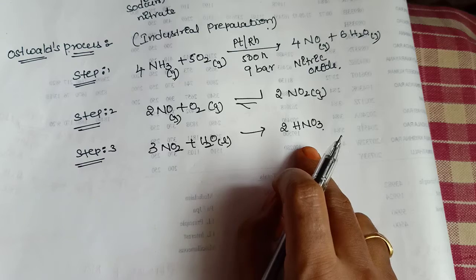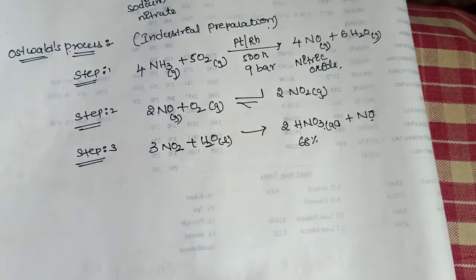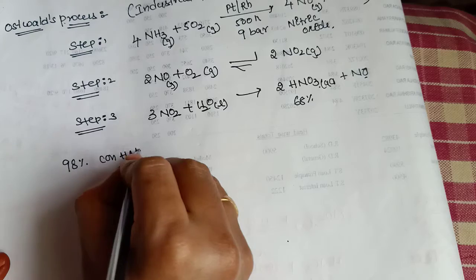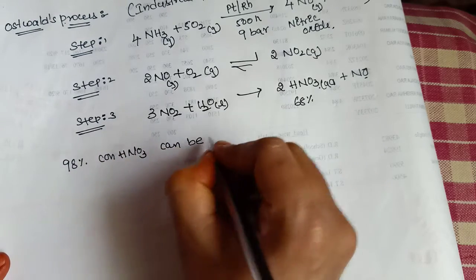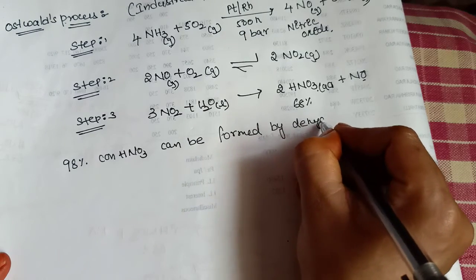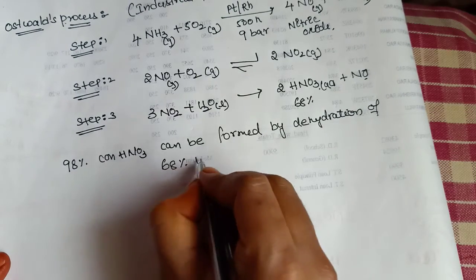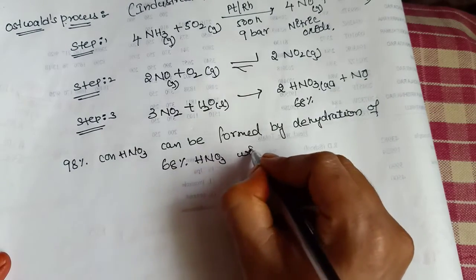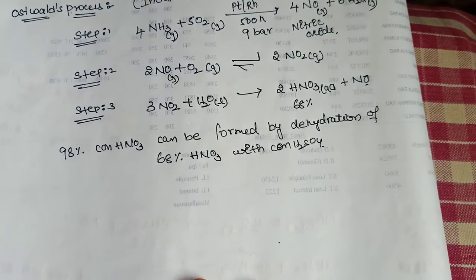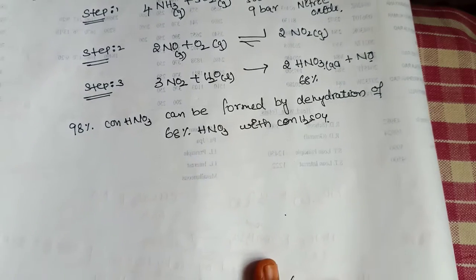But here nitric acid concentration is 68%. 98% concentrated HNO3 can be formed by dehydration of 68% HNO3 with concentrated H2SO4. So by using concentrated H2SO4 we can prepare 98% concentrated HNO3 from 68% HNO3.